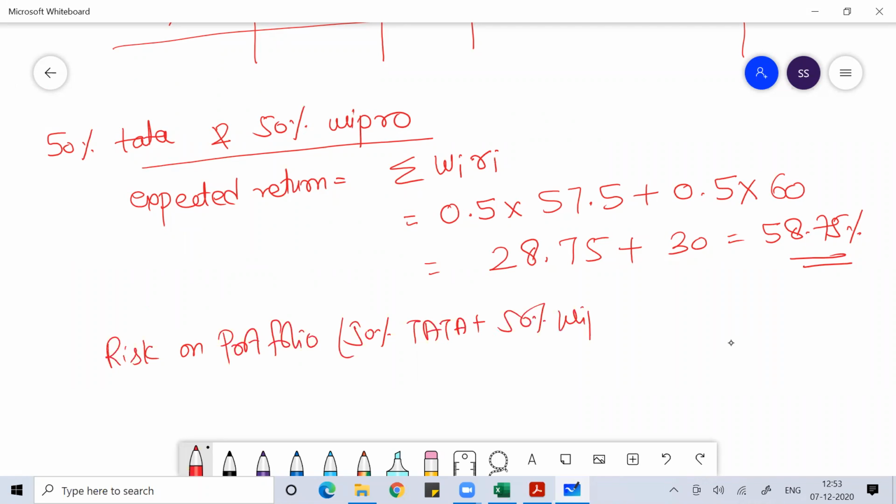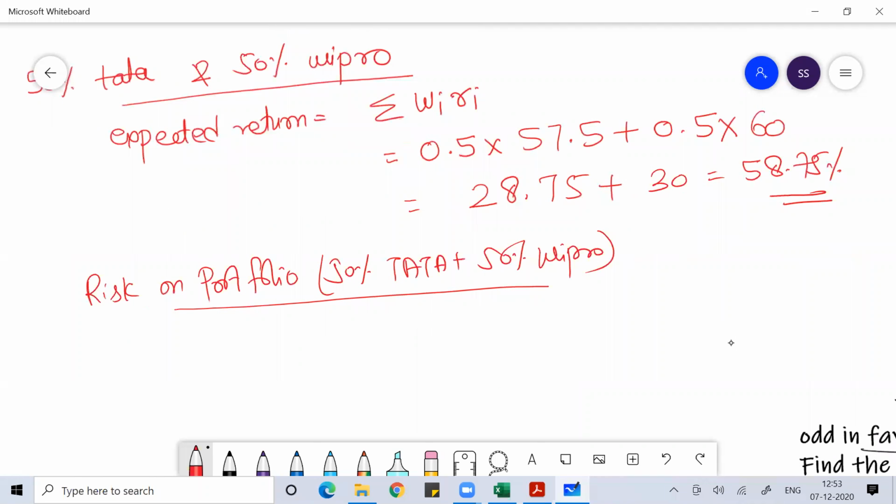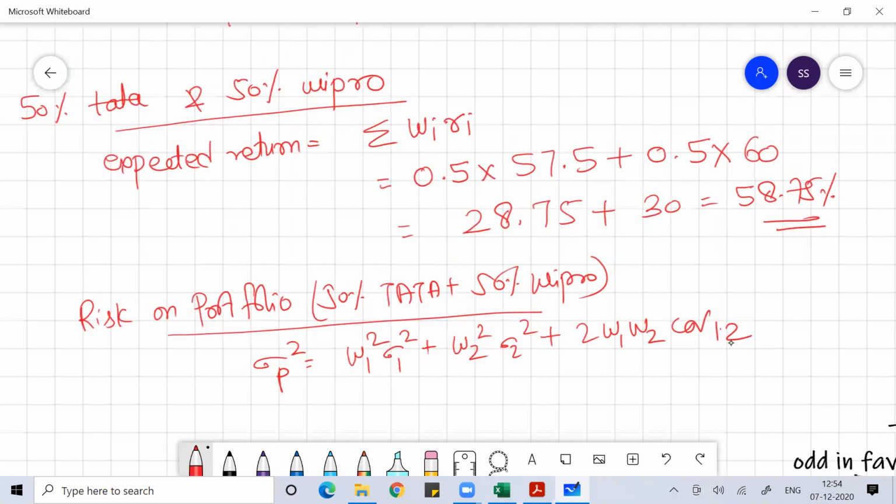You have to understand that if you bring two or more variables into the picture, then the individual variance will go down, but a new form of risk will arise, called covariance. Here the formula for the variance would be W1 square sigma 1 square, same formula, plus 2 W1 W2 into the covariance between 1 and 2. But till now we have not found their covariance.